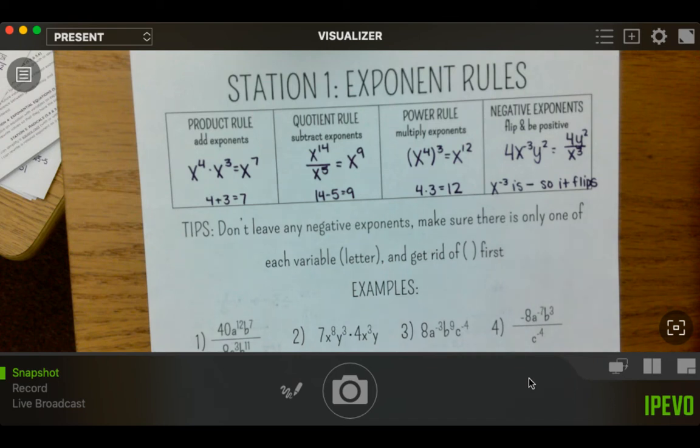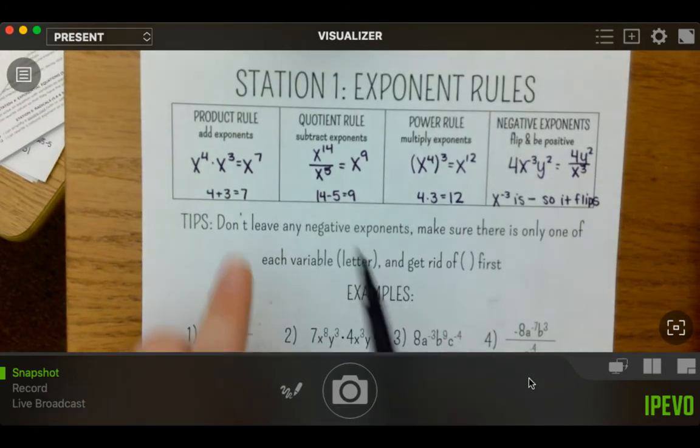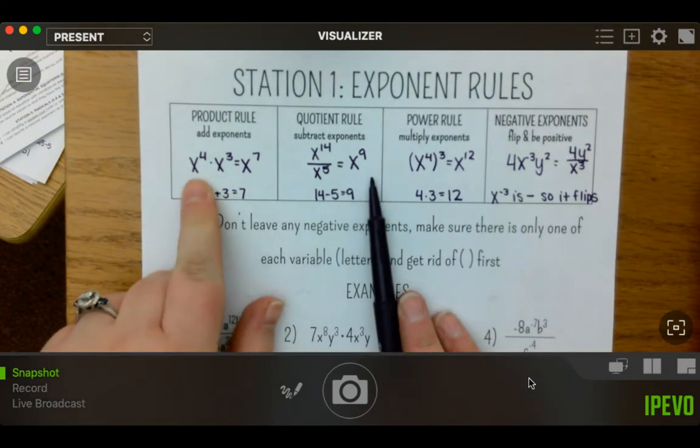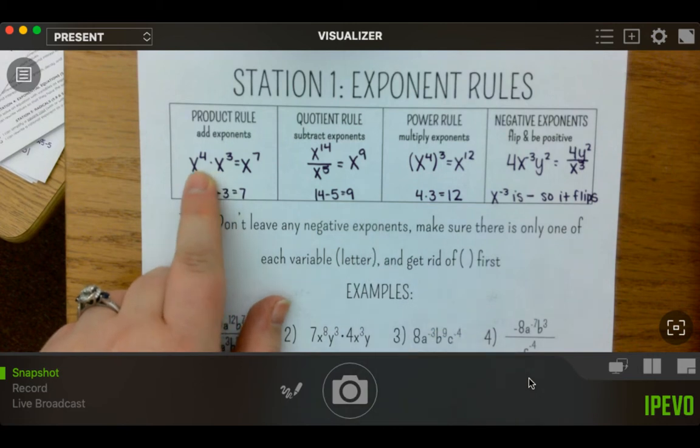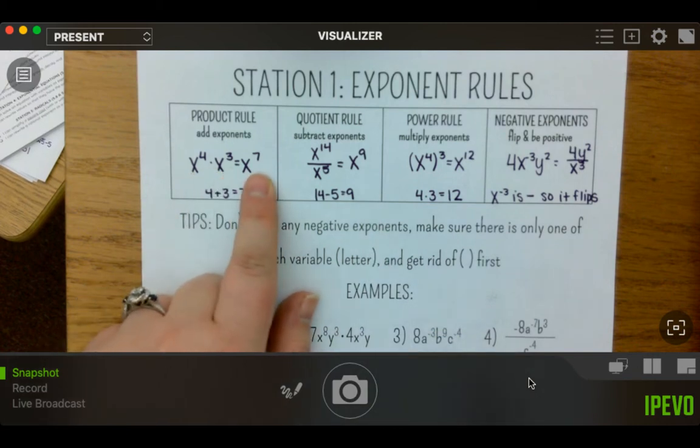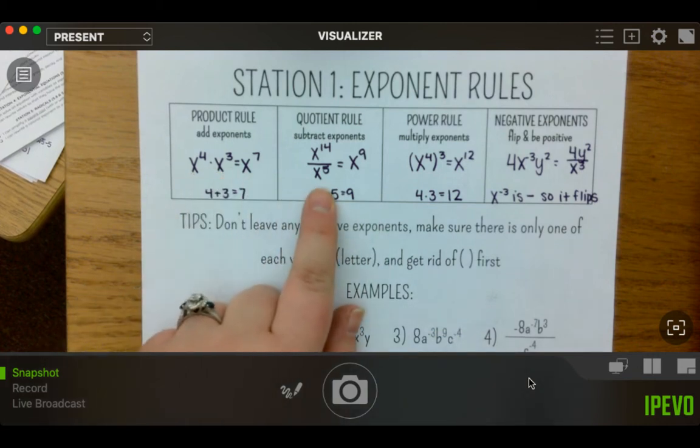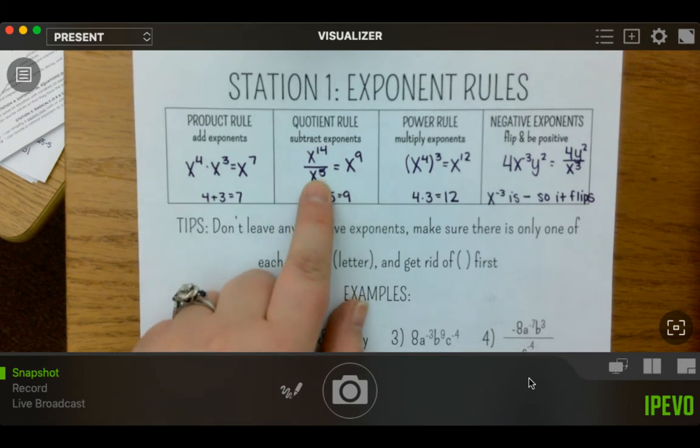Hey guys, I'm going to make this video super short, but for the exponent rules, as you're writing these down, I've got them all listed up here. If you have two letters that are the same side by side, you add those exponents. If it is in a fraction, you are subtracting those exponents.